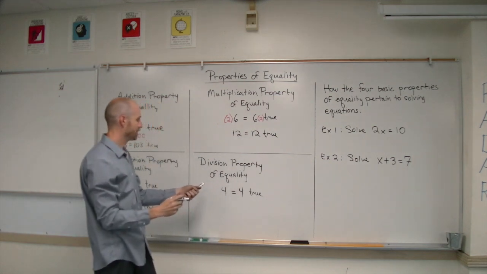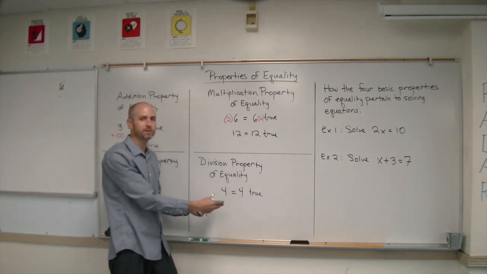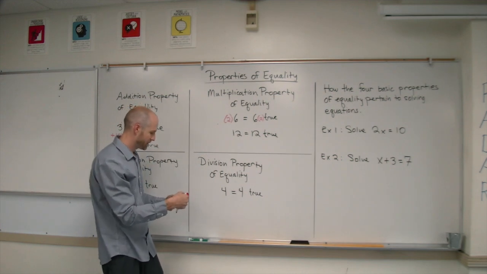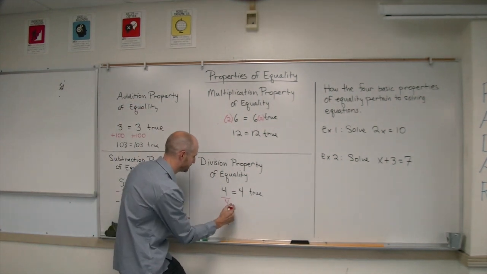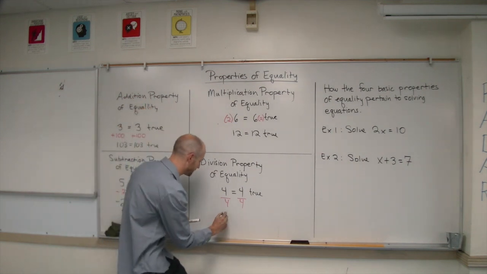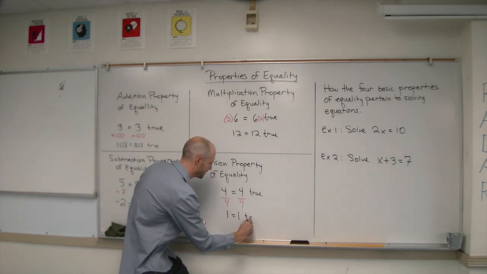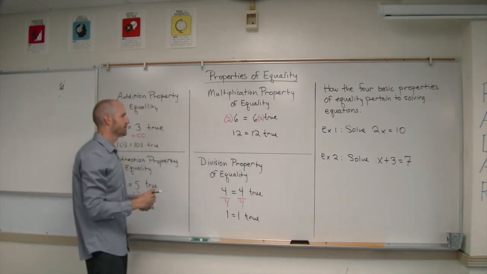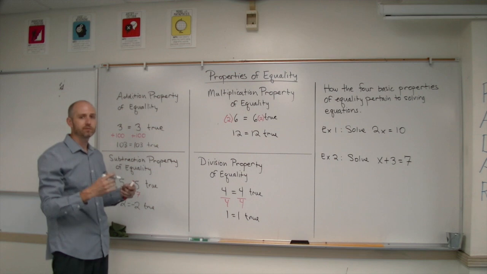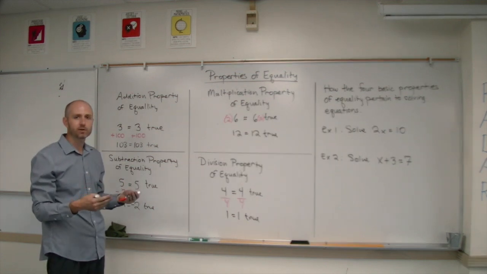And finally, division property of equality says you can divide both sides of this equation by the same number and the statement will remain true. So for example, we could divide both sides by 4. And what would happen is we would get 1 equals 1. Still a true statement. Okay? So these properties of equality are how we maintain the truth of a statement that starts out true.